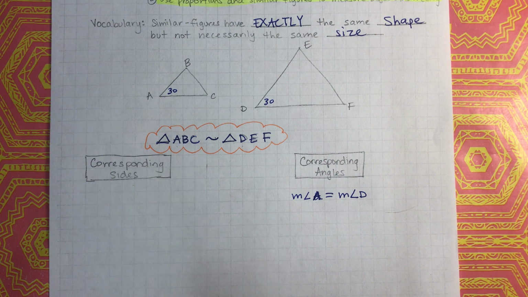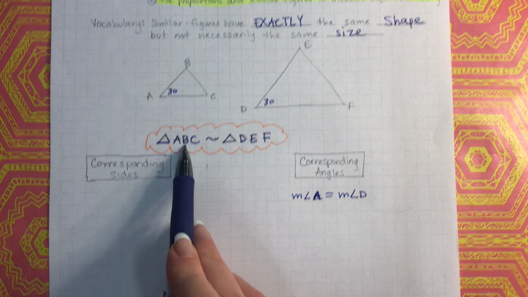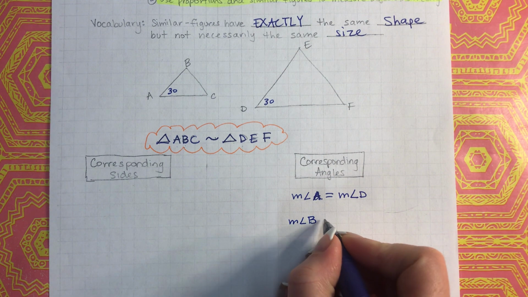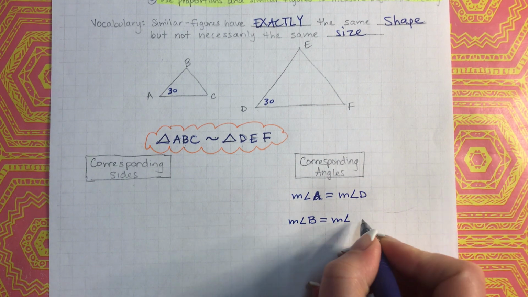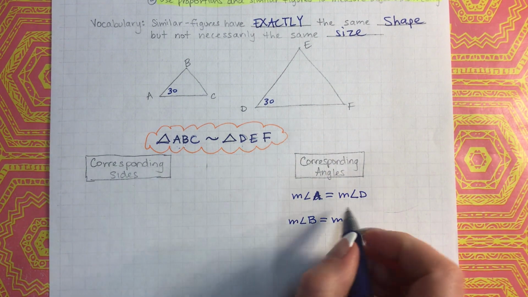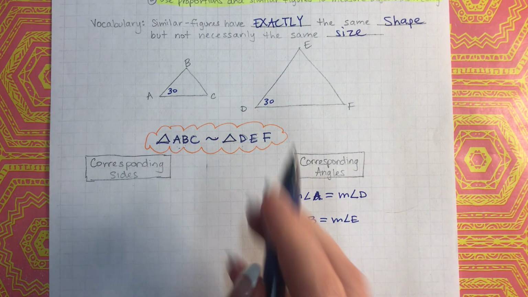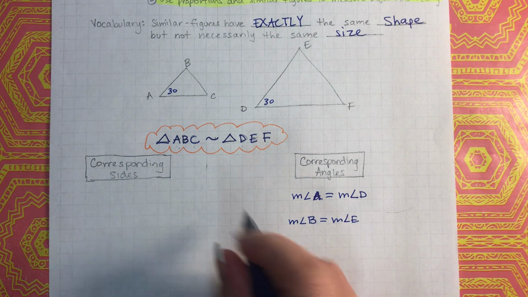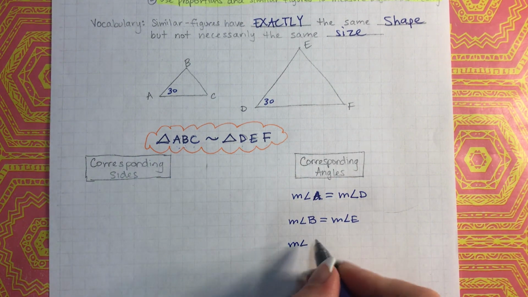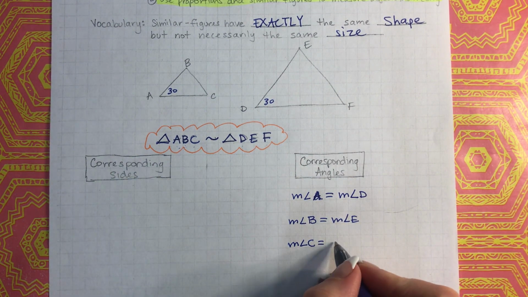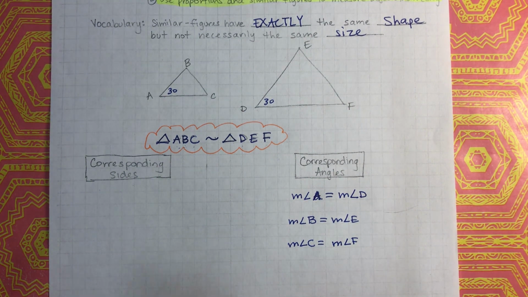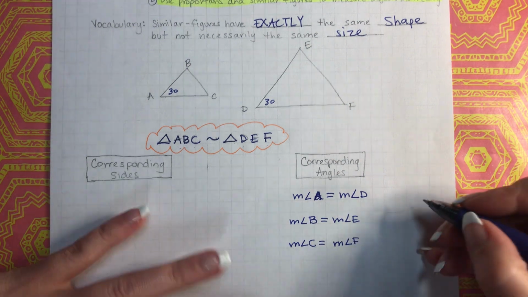And then you could tell the next one, B and E: the measure of angle B is equal to the measure of angle E, the second letter. And then the next one, the third letter in the sequence is C. So the measure of angle C equals the measure of angle F. Okay, so they're equal to each other. Or you could say they're congruent.